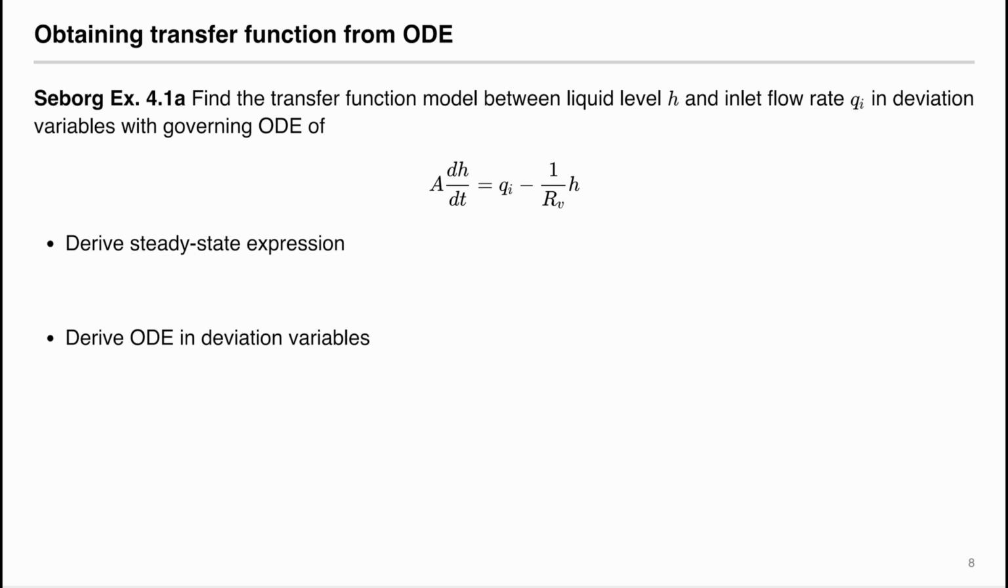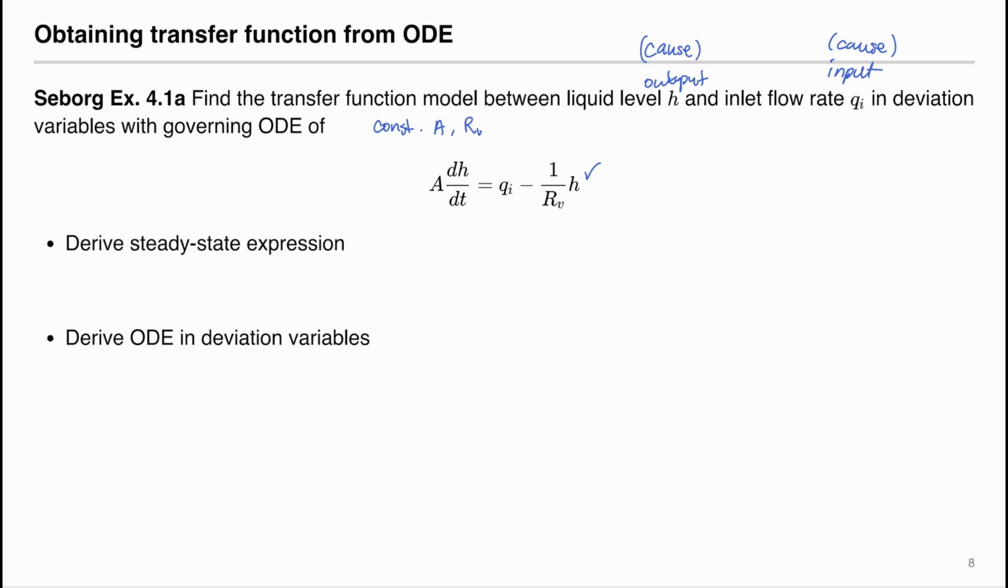First, let's identify the ordinary differential equation, which is already derived. We don't have to do that. And what is the input? And what is the output? The input is Q of I, and this is the cause. The change in inlet flow rate will cause a change in the liquid height, and therefore the output is H. And then we also identify the constants A and R of V.